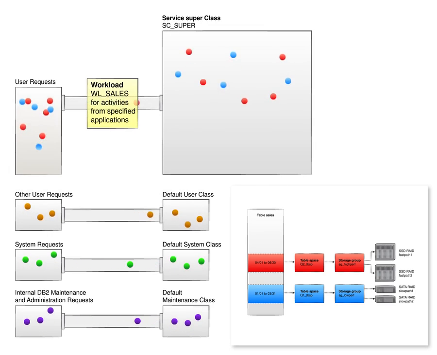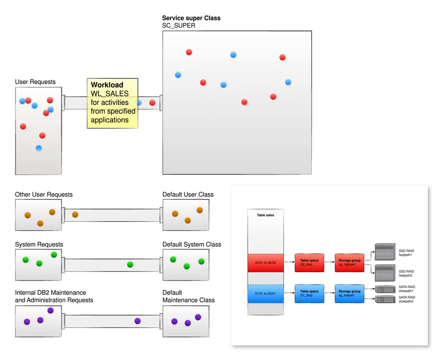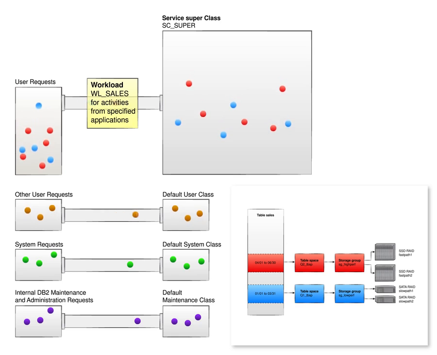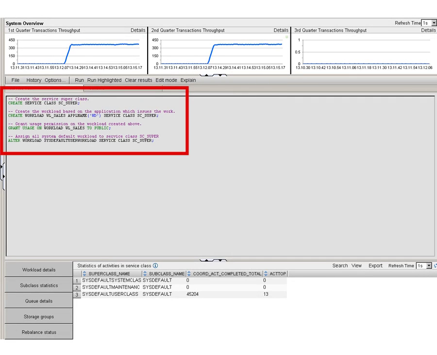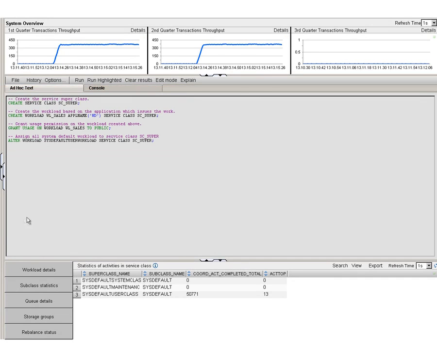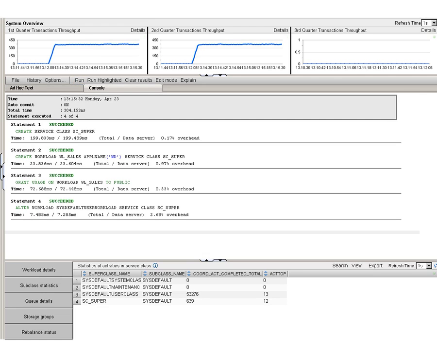Isolation of critical activities, such as sales transactions, allows you to apply workload management controls to only a subset of work on the system. Create a user-defined service superclass and workload so that the connections from the simulator will be associated with the new workload. All activities from the simulator connections will then map to the new service subclass. Notice the superclass has been created with activities running in it.